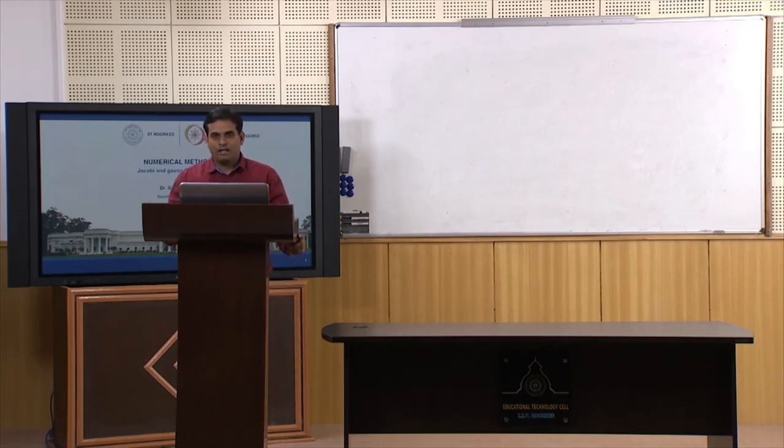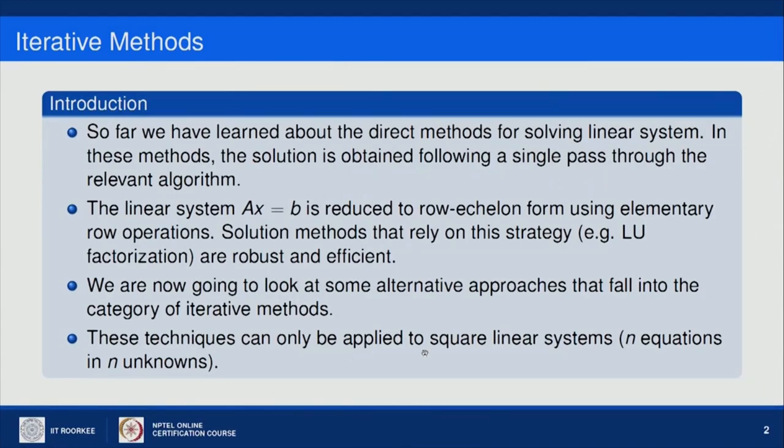Today, iterative methods are quite beneficial in terms of numerical computation when you are going to solve a linear system of equations. In a direct method, for example Gaussian elimination, we need to do order of n cube operations for solving an n by n linear system. However, the methods which I am going to introduce today, Jacobi and Gauss Seidel, need only order of n square operations in each iteration. So, if the number of iterations is less than n, then these methods are quite beneficial when compared to the direct method. However, these techniques can only be applied to square linear systems.